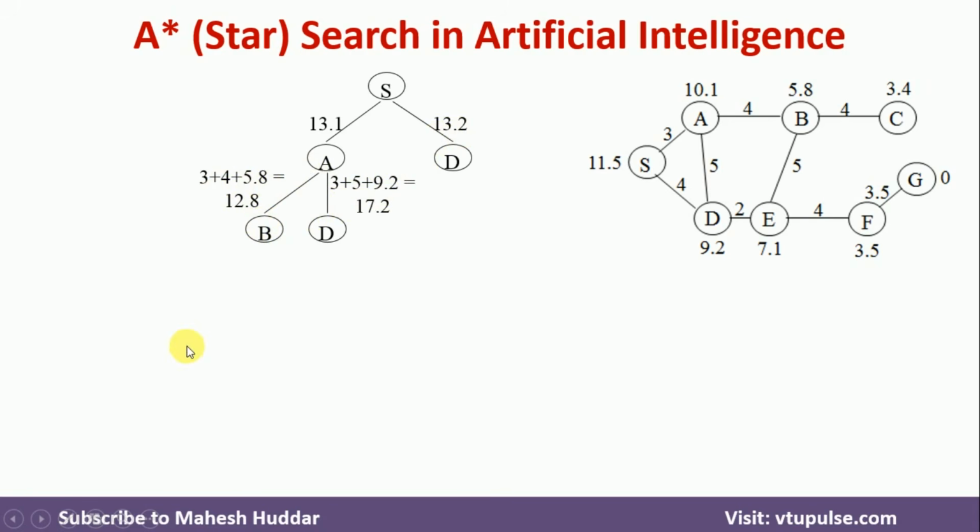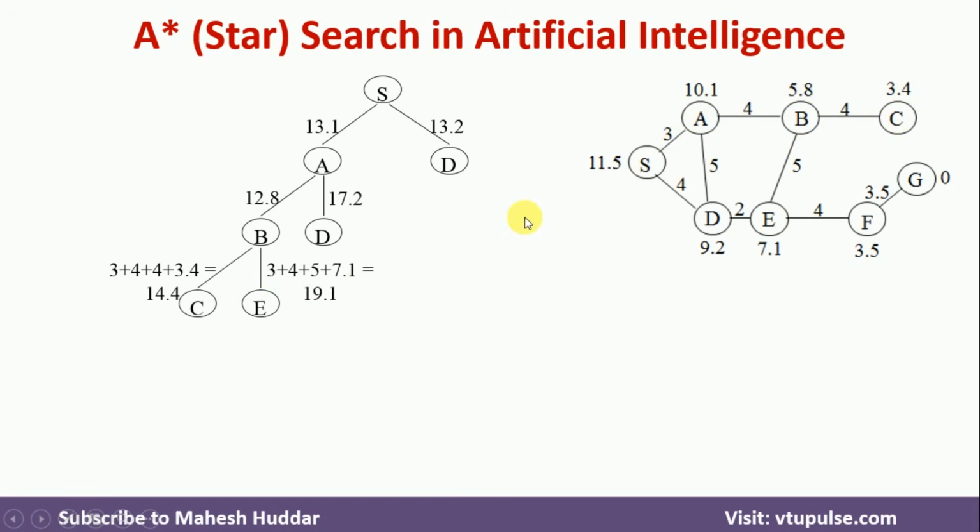I will start processing here. The successors of B are C and E. If I want to reach this particular C, the total cost is 3 plus 4 plus 4 and its heuristic value is 3.4. So the total value in this case is 14.4 here. Similarly, if I want to reach E, 3 plus 4 plus 5, that is nothing but 12 plus 7.1, that is nothing but 19.1 here.